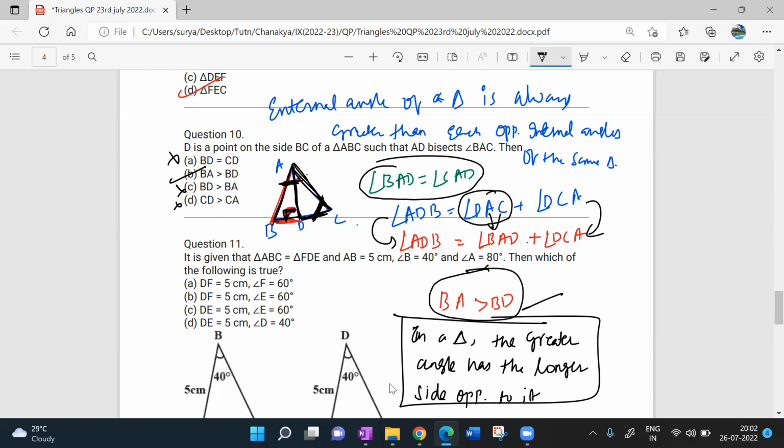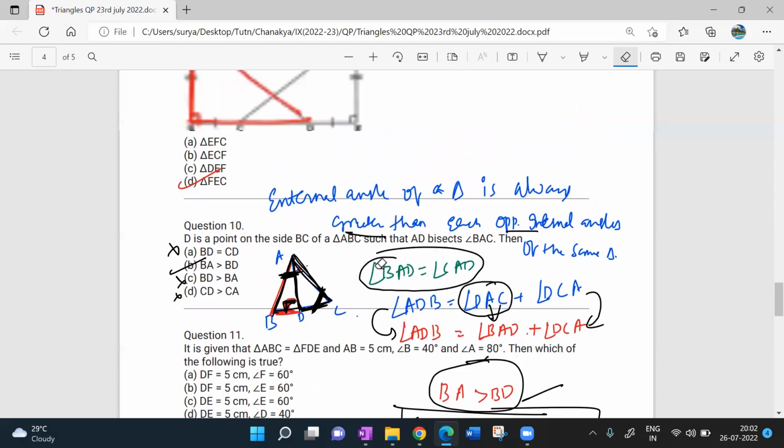Look here. An external angle of a triangle is always greater than each opposite internal angle. What is opposite to this? This one. These are the opposite internal angles. This is an internal angle, beta, and this one is also an internal angle. Whatever I wrote, you just look at the diagram and imagine. You don't have space to write much. Because of that, I can say that BA is always greater than BD.